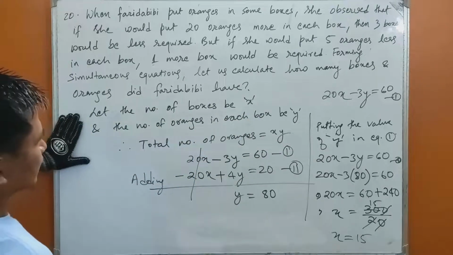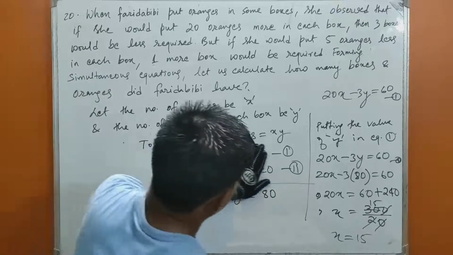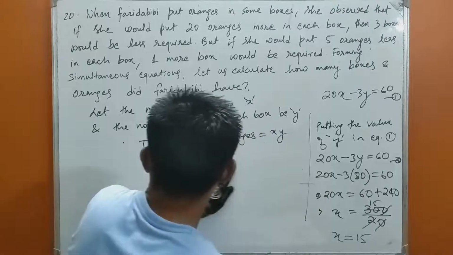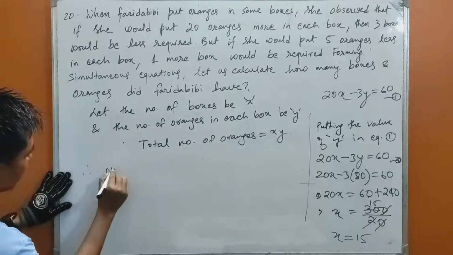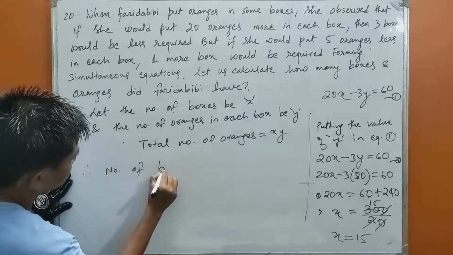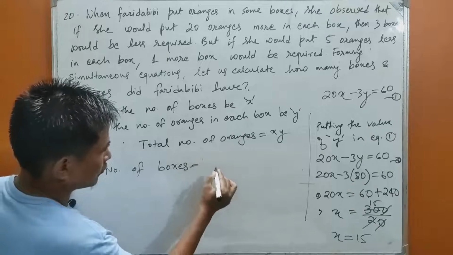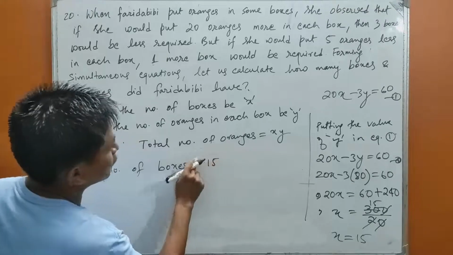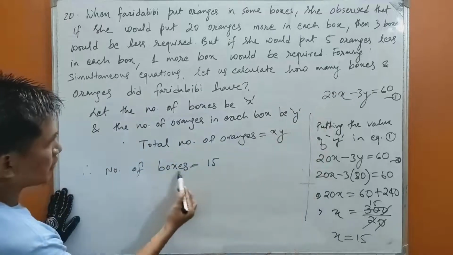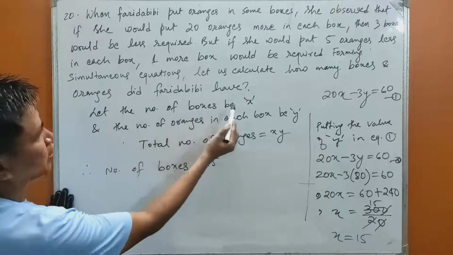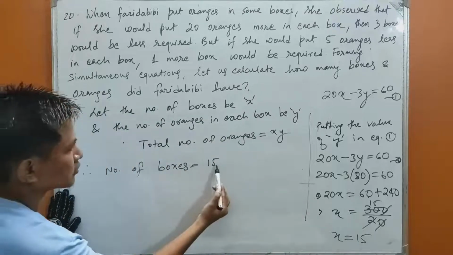Let me erase this, okay? Please take the screenshot. I am erasing this. Therefore, number of boxes equals 15. We are asked to find how many boxes, isn't it? The number of boxes is x and the value of x is 15. So the number of boxes is 15.